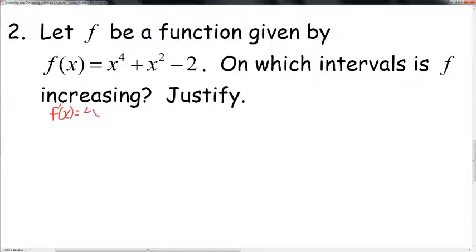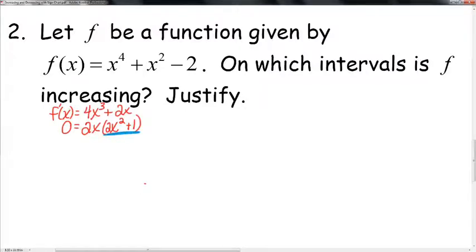This is 4x to the third plus 2x. I'm going to set that equal to 0. And my greatest common factor is 2x. So that leaves me with 2x times (2x squared plus 1). And this is not factorable. I'm going to get non-real answers.